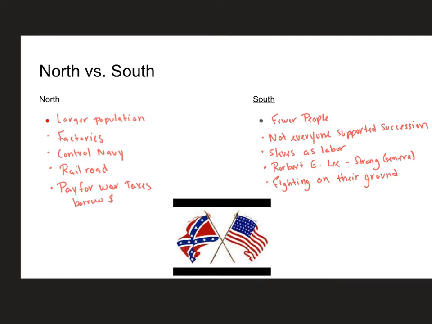So this can have pros and cons. They know the land a little bit better, but then their land was also the one that was destroyed. And they were used to handling guns and horses. So they were really familiar with that aspect of things. So this just kind of gives you a little bit of an idea of some of the major differences between the North and the South.